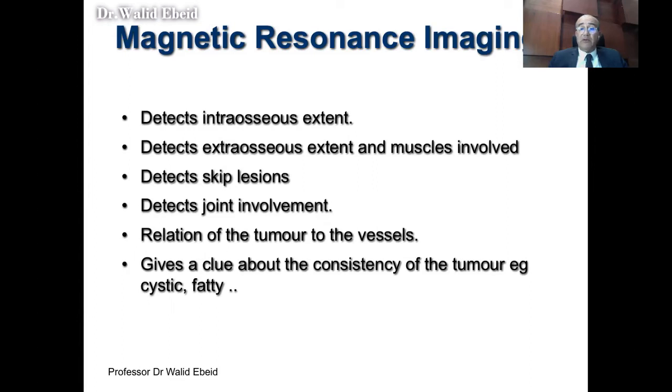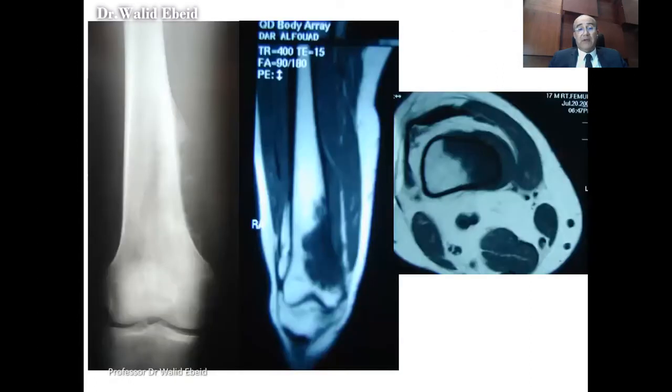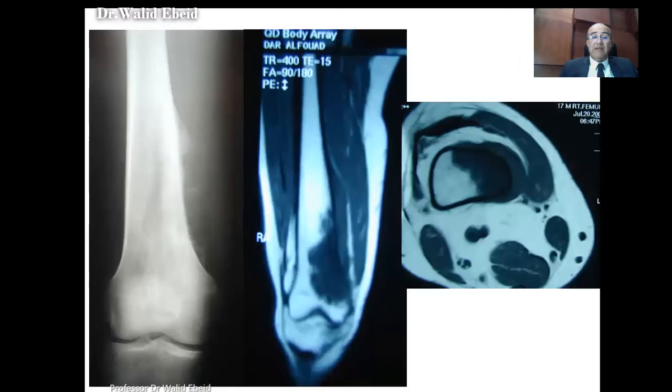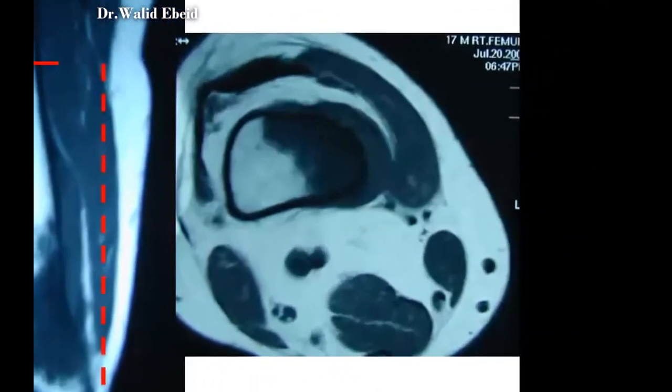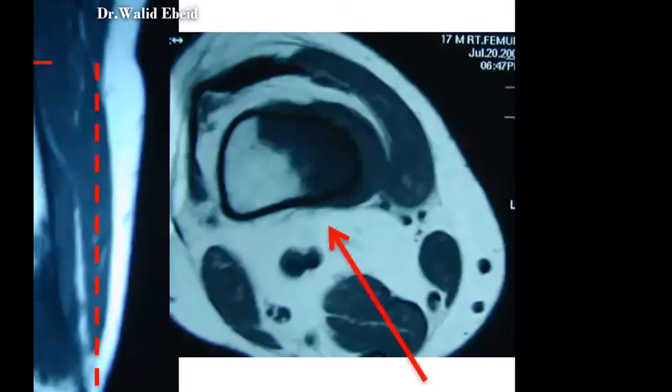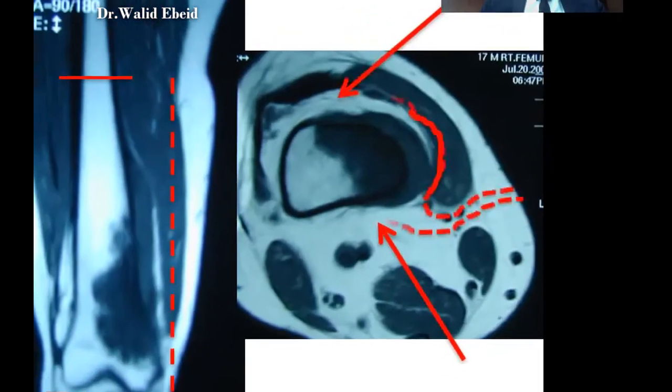If you look to the X-ray to the left, this is an X-ray of an osteosarcoma of the distal femur, but you cannot by any means from the X-ray know the extent of the tumor. Whereas coronal cuts in the MRI, you can exactly measure the length of the intraosseous extent. You could exactly know the extraosseous extent, the relationship of the vessels to the tumor. Here you could see a definite clear fat plane between them, and hence you can decide your plan of dissection.